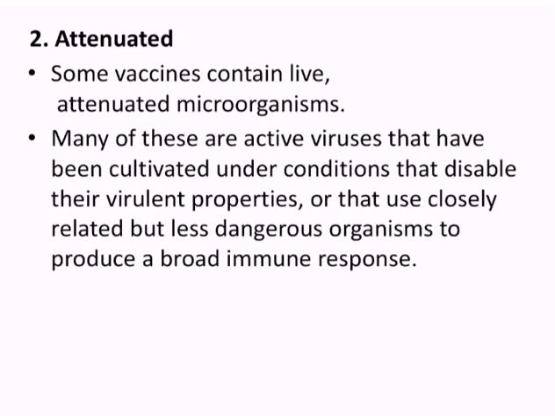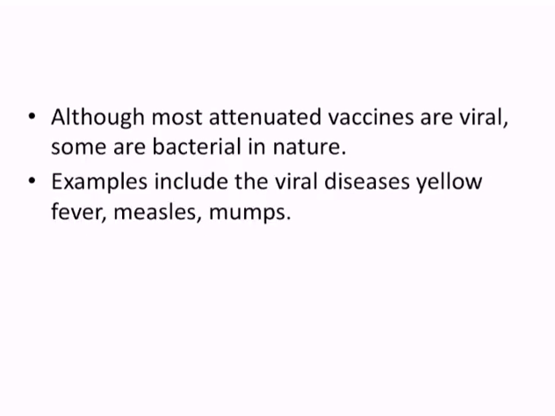النوع الثاني بنسميه attenuated vaccines. في بعض الـ vaccines attenuated معناه مضاعفة. Some vaccines contain live attenuated microorganisms. Many of these are active viruses that have been cultivated under conditions that disable their virulent properties, or that use closely related but less dangerous organisms to produce an immune response. Although most attenuated vaccines are viral, some are bacterial in nature. Examples include the viral diseases yellow fever, measles, and mumps.